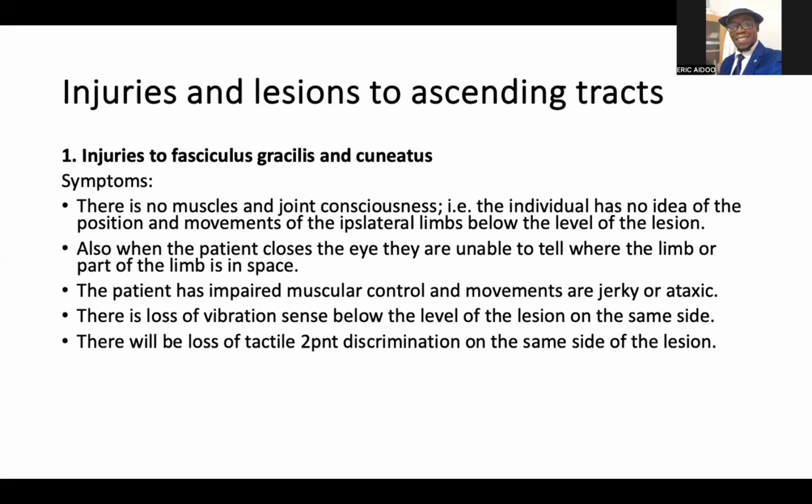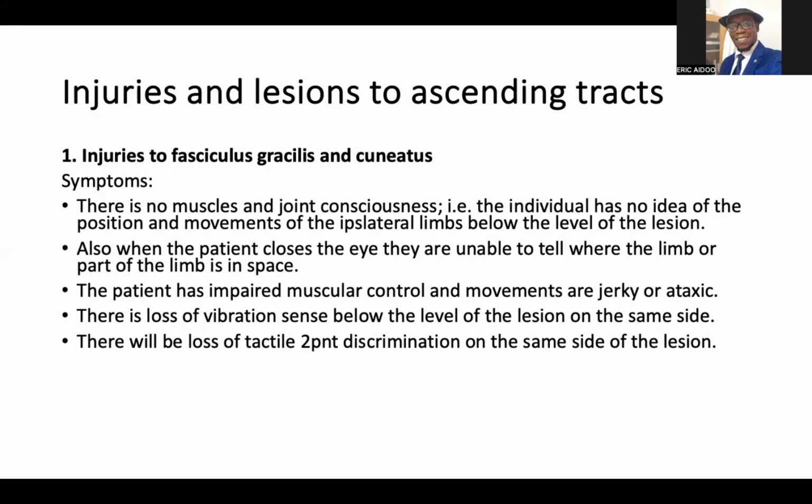Which level do they cross? They cross at the level of the medulla, and then they move to the midbrain as the medial lemnisci. So there's no muscle and joint consciousness. We are talking of proprioception; conscious proprioception will be lost. So you don't know where your joints are in position in relation to space and the environment. You don't know whether you've lifted your arms up or legs up or they are still on the ground, and whether you are bending or whatever. So that sensation will be lost.